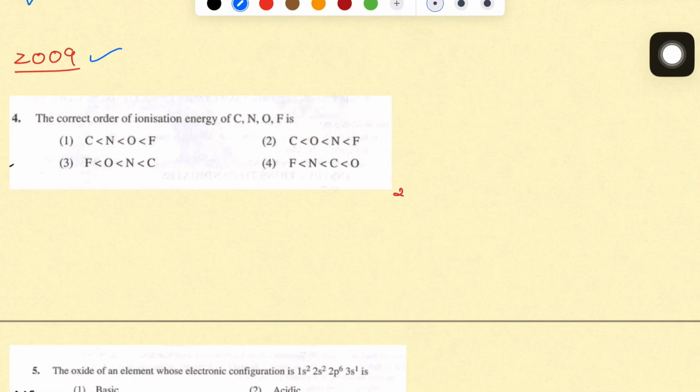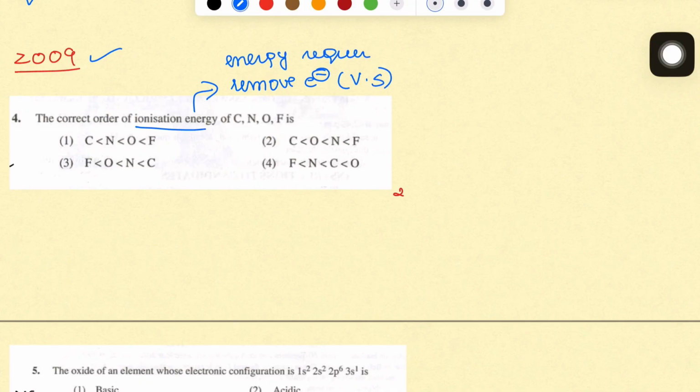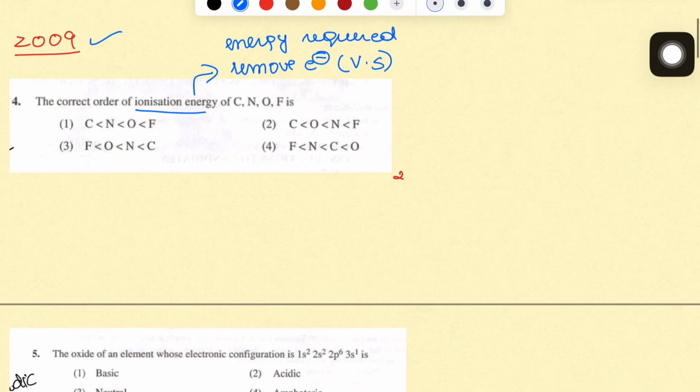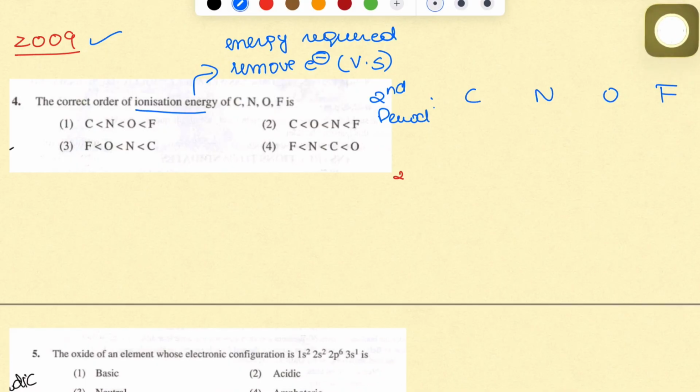Next is the 2009 paper. Just see the correct order of ionization energy. Again, ionization is the energy required to remove an outermost electron, valence electron specific. We have carbon, nitrogen, oxygen and fluorine. All are second period elements. Carbon, nitrogen, oxygen, fluorine are all P block elements. If you see the electronic configuration, we have carbon as 2p2, then p3, p4 and p5.